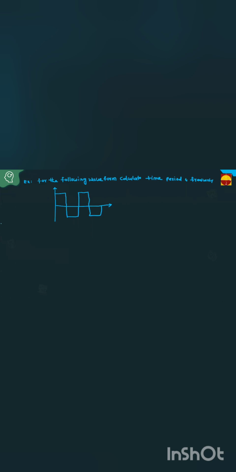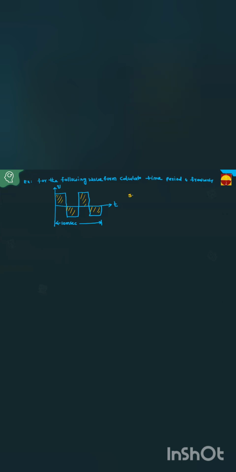This is a periodic waveform, and this is V. This is 10 milliseconds. Then what is the time period and frequency of this waveform? Here given is how many cycles? 2 cycles. But generally time period is calculated for 1 cycle.